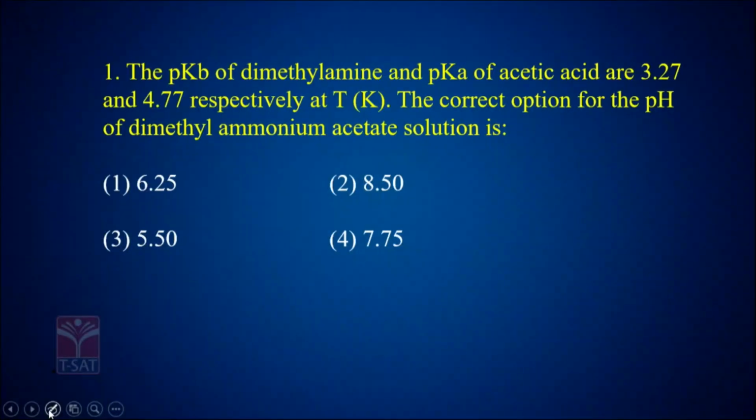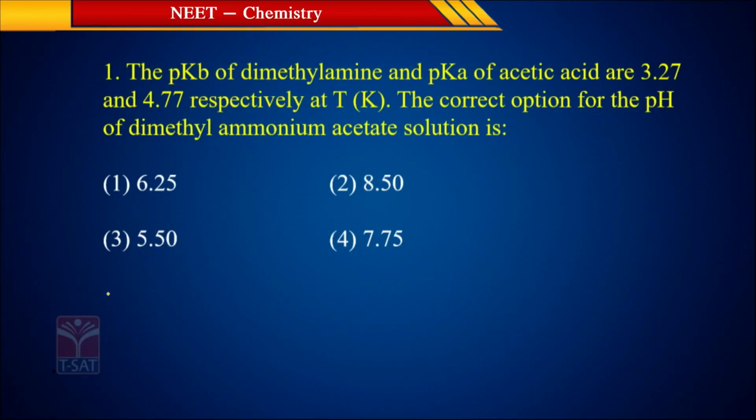So the first question is here: the pKb of dimethylamine and pKa of acetic acid are 3.27 and 4.77 respectively at T Kelvin. The correct option for the pH of dimethyl ammonium acetate solution is.